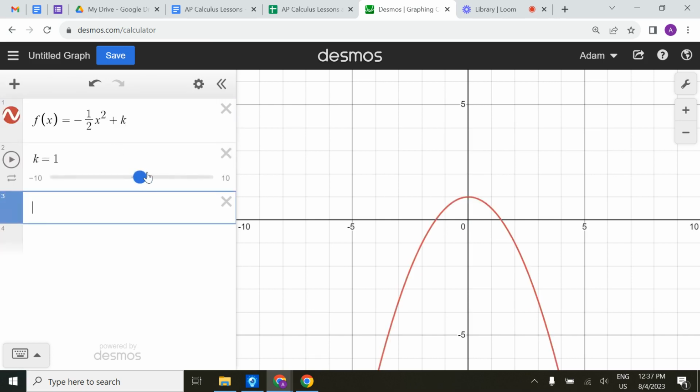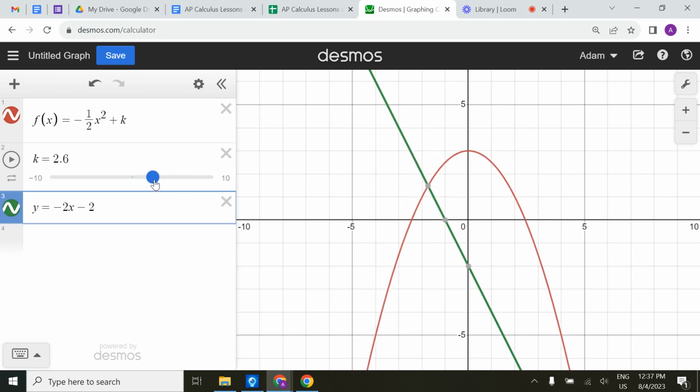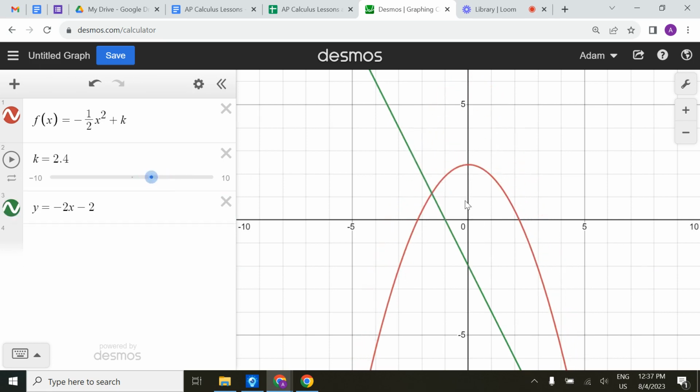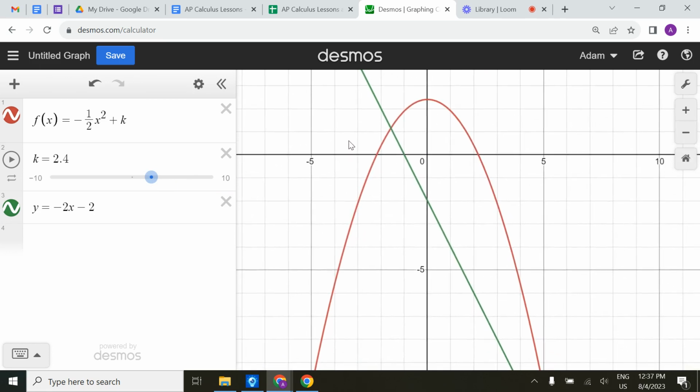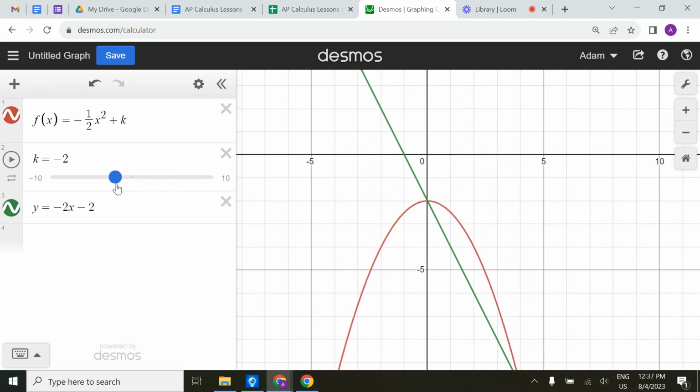And they're asking, what's k? We have this option to slide this around, and y equals negative 2x minus 2. So what I want to do is find the k value where the red parabola is tangent to the green line. Let's slide up, because I think it's going to happen down here somewhere. Obviously, that's going the wrong direction. We are going to go and go and go, and we're super close. And there it is right there.